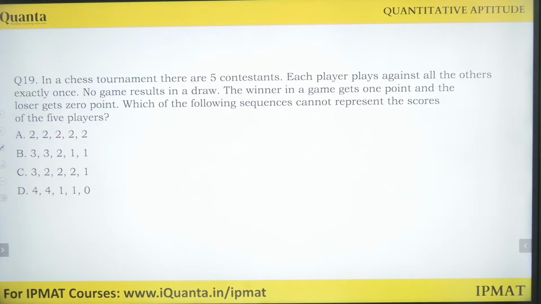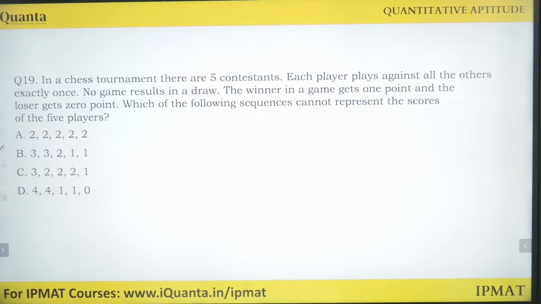The next one. In a chess tournament, there are 5 contestants. Each player plays against all the others exactly once. No game results in a draw. The winner in a game gets 1 point and the loser gets 0 points. Which of the following sequences cannot represent the scores of 5 players?